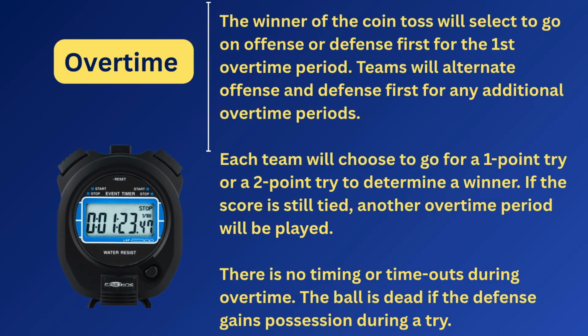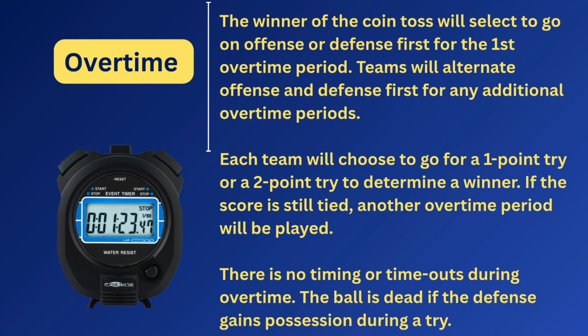Now, a period entails each team getting one play. You get to choose to go for a 1-point try from the 3 or a 2-point try from the 10. And that's it. There's one play. All right. If the score is still tied, then we go to another overtime period.